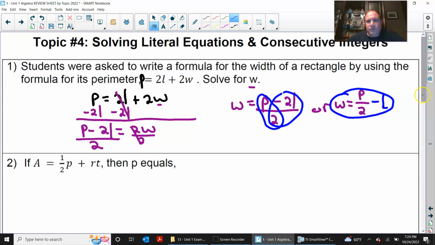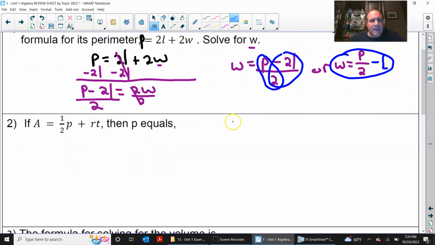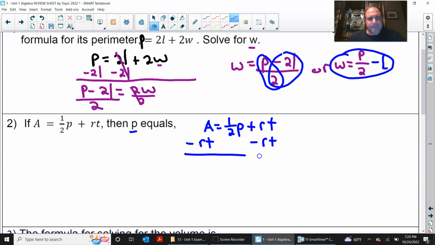All right. So we have if A equals a half. I always rewrite A equals a half P plus RT. Remember, you have to solve for P. So minus RT from both sides. This cancels. You have A minus RT equals half P.